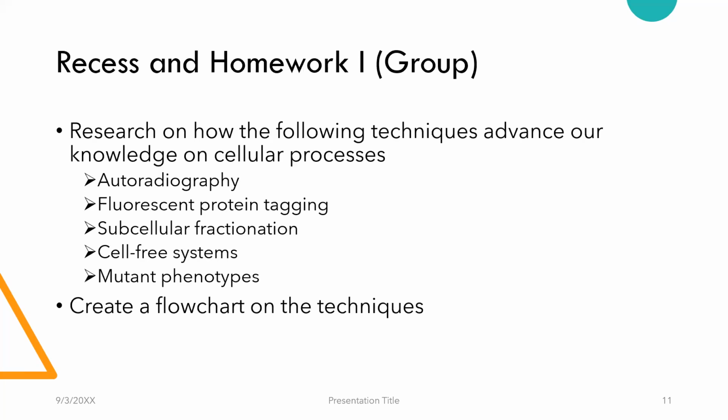And an additional one for the homework, this is a group homework, is to look into how the following techniques advance our knowledge of cellular processes. All of the lectures that we have discussed are actually the fruits of the labor of the scientists using these techniques, but not limited to these techniques; these are just some examples. So you have autoradiography, fluorescence protein tagging, subcellular fractionation, cell-free systems, and mutant phenotypes. I just want you to create a flowchart on these techniques. So that ends our first part of the lecture.